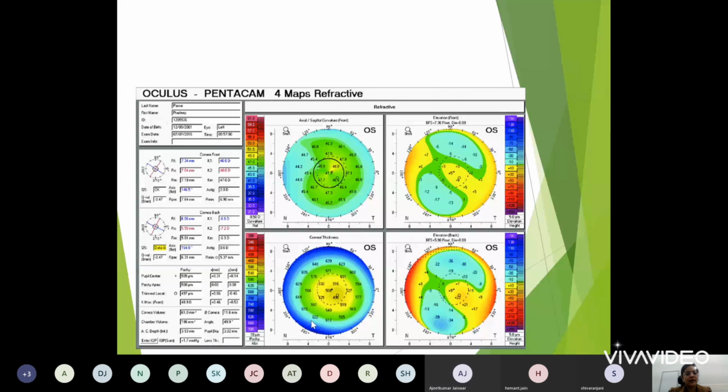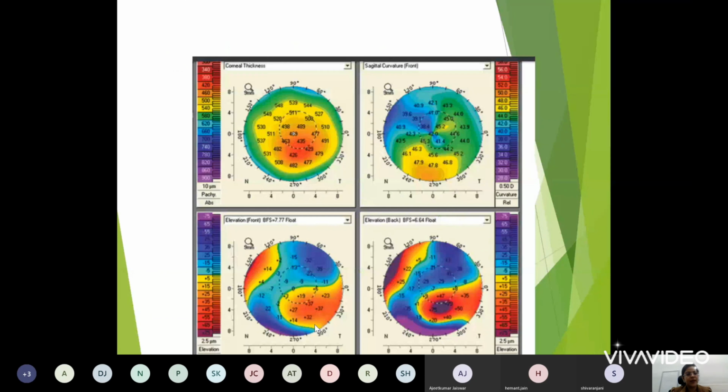Then coming to this map, as we can see, the K reading is 48.8. The thinnest point is 490, and the elevation at the posterior surface is plus 22. So it is just moving into a suspicious cornea. It is known as forme fruste keratoconus.